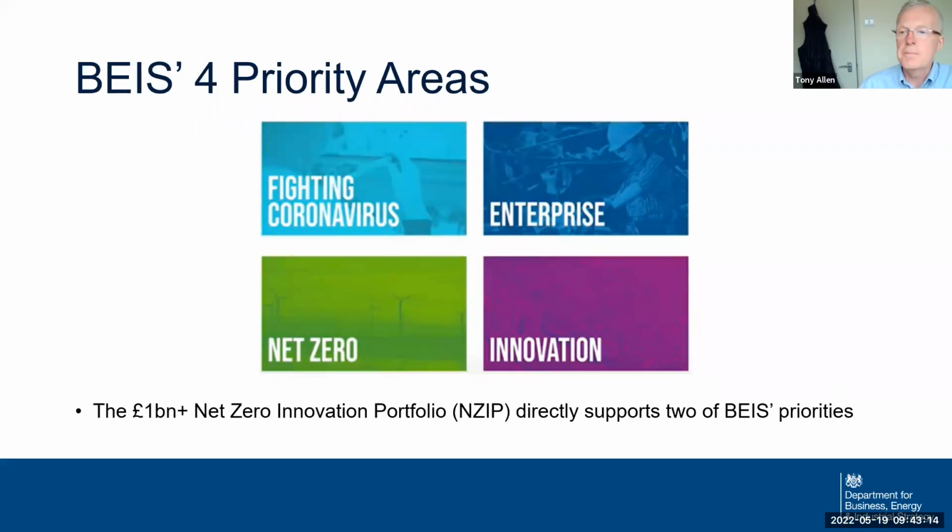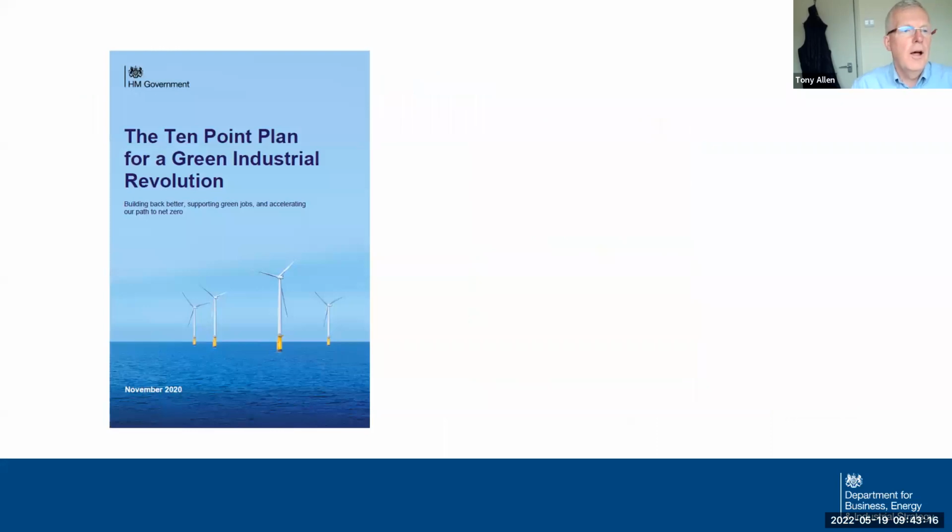Next slide, please. Just want to start with a bit of background. In November 2020, the Prime Minister launched the 10-point plan for a green industrial revolution, which creates the conditions required for the private sector to invest in generating and growing new green industries. It mobilises £12 billion of public sector funding, which is expected to encourage a multiple of that in private sector funding.